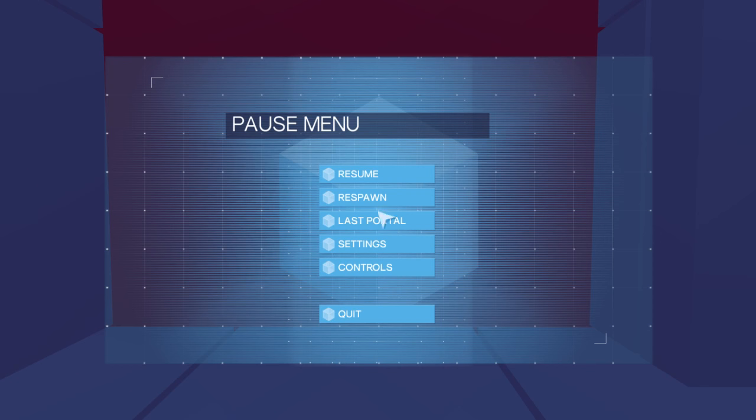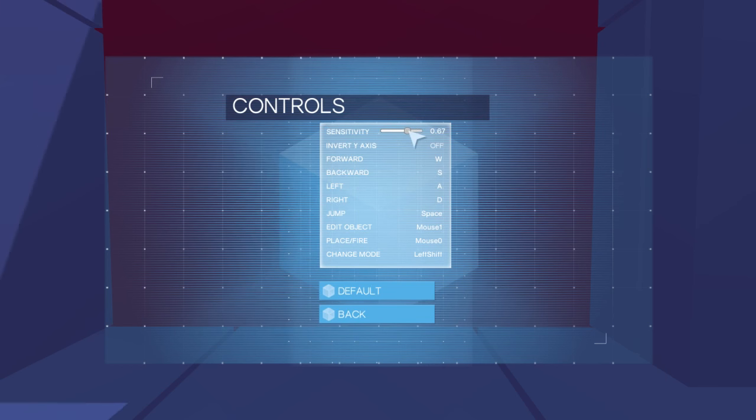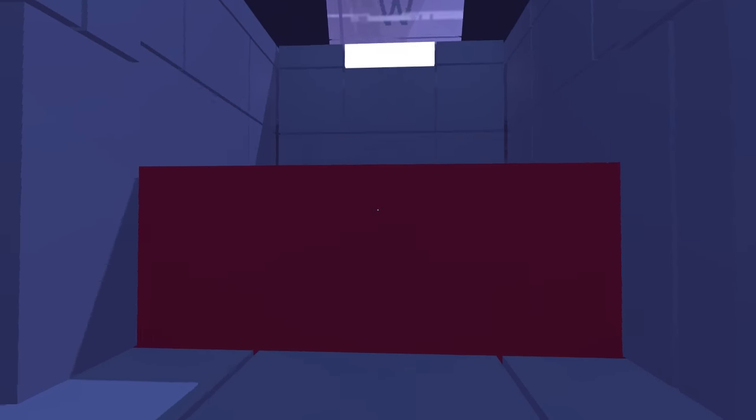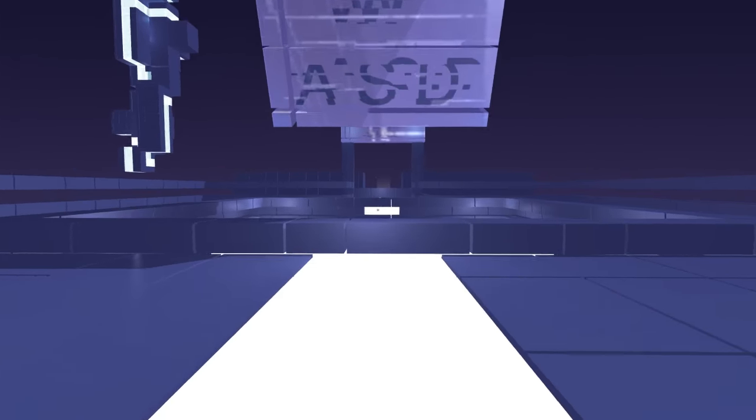Interesting, the game doesn't actually pause when you pause. Let's split the difference here. It did go a little too high now. But yeah, I couldn't move at first. That was astonishing. What do we got here?